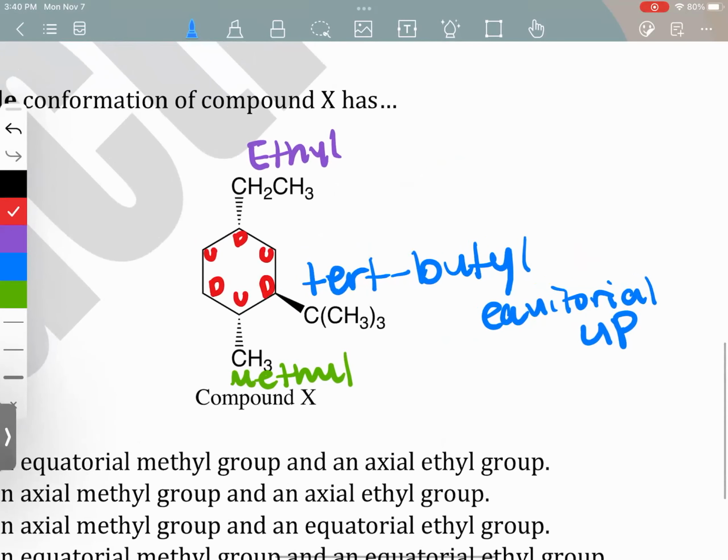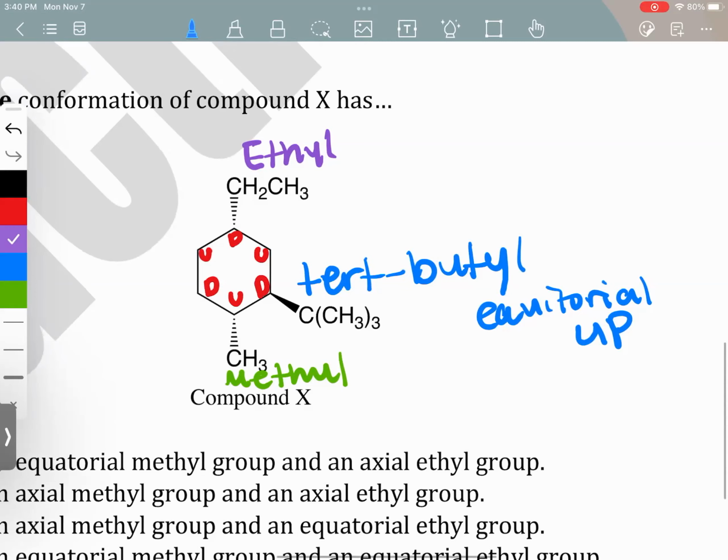Now let's look at what the other two substituent positions are. Let's look at the ethyl. It's on a dash, so that means it's going down, and it's on a down carbon. So what position will it fall in? It's going to be axial. For the methyl, it's on a dash, so that means it's going down. It's on an up carbon, so it's equatorial.